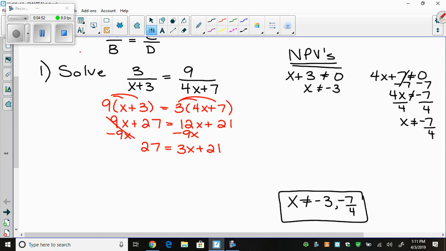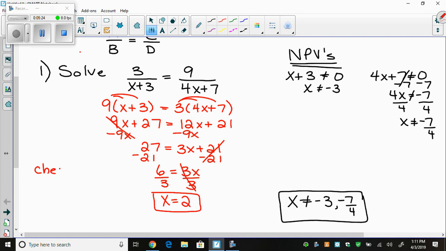Then what am I going to do? Minus the 21. So I get 6 equals 3x. Then what am I going to do? x equals 2. And then I box it and say I'm done. You check your non-permissible values. Is 2 one of the non-permissible values? No. Then we're good.